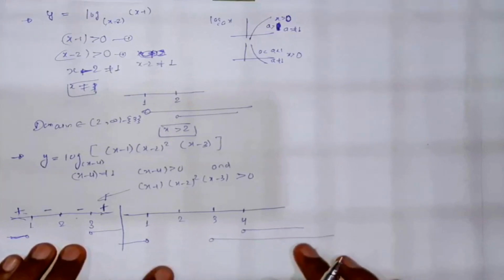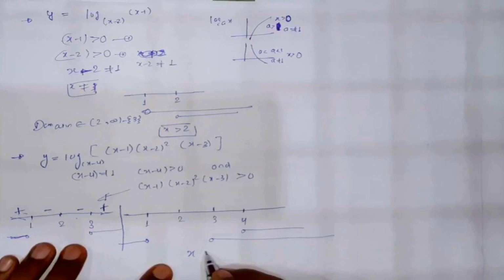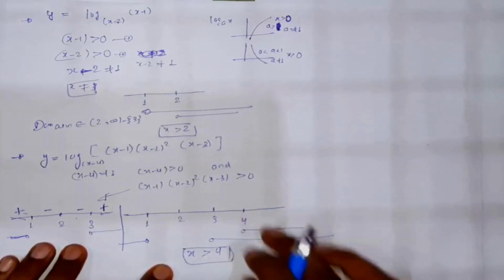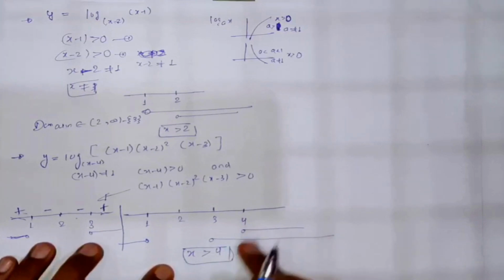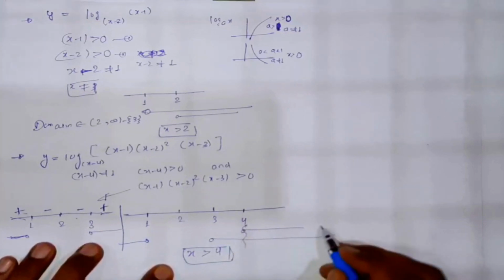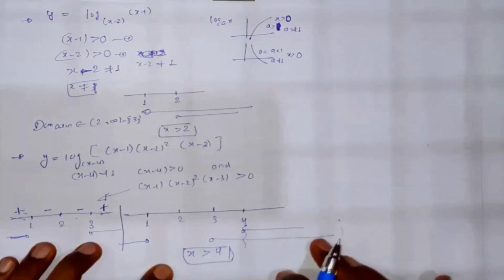I need to calculate the values of x for which both the inequalities are satisfied. That means I can say x should be greater than 4, because only in this region both the inequalities are satisfied. The common region is like this, the common region up to infinity. I hope it is clear to all of you.